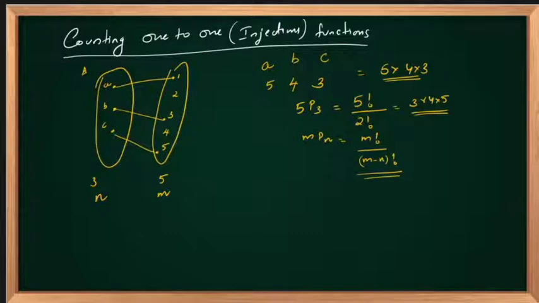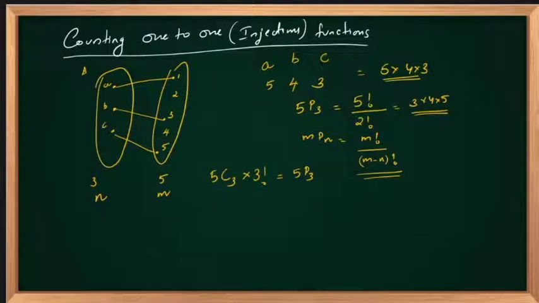We can also see this in a different way. For example, I have 3 elements here and I want to map them to 5 elements. Out of these 5 elements, I have to select exactly 3 elements, which I can do in 5C3 ways. Once I have selected those 3 elements, I can rearrange them in whatever order I want, which can be done in 3 factorial ways. So 5C3 into 3 factorial is equal to 5P3.